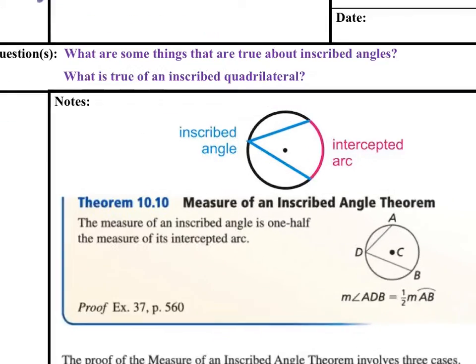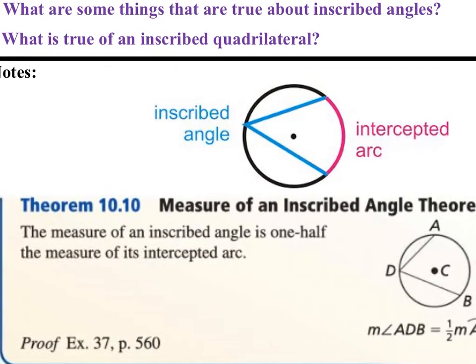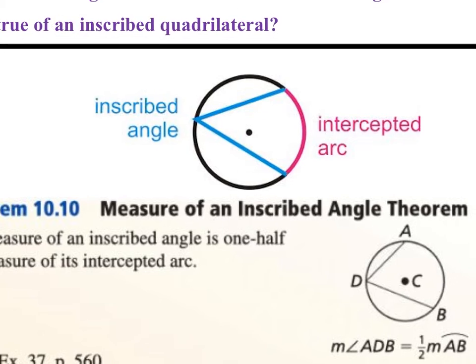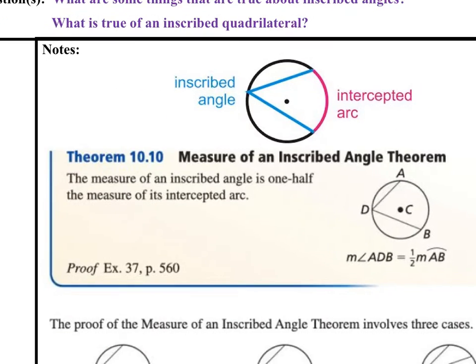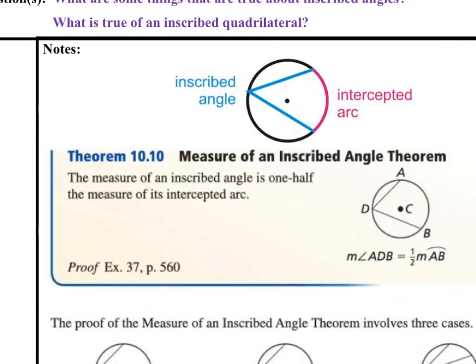An inscribed angle is the one that has its vertex on the circle as well as its endpoints. What you see in blue on my screen is called the inscribed angle. The arc that it goes to is called the intercepted arc. We just discussed how the measure of the inscribed angle is half of its intercepted arc, because if you were to draw a central angle here, it's going to be half of that central angle.